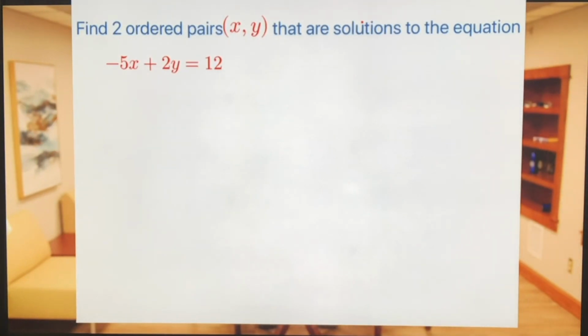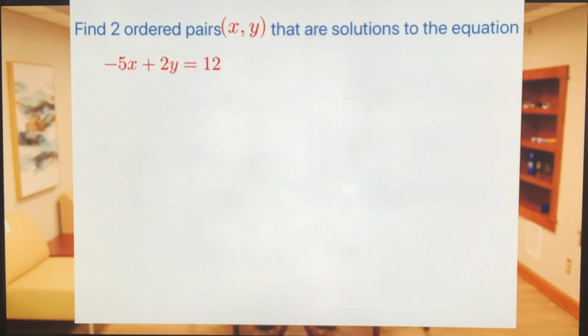Okay, in the next example, we are asked to find two ordered pairs (x, y) that are solutions to the equation negative 5x plus 2y equals 12. Unlike the first one, when we were given the points to check if they're solutions, this time we are to find ordered pairs that will satisfy the equation.